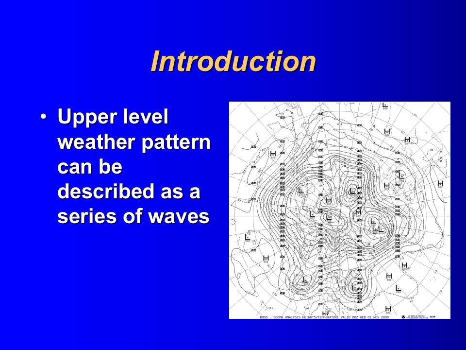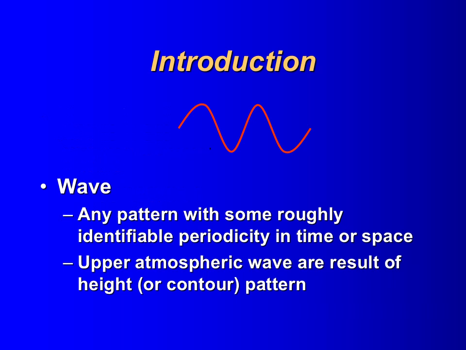So first, waves. If you look at any weather chart, you'll see a wavy pattern. In this picture, you're looking down on a hemispheric map, looking straight down on the North Pole, and you can see waves. You can see troughs and ridges. And weather patterns can be described as waves. As you know, a wave is a repeating pattern with some periodicity in time or space. So we look at our upper level patterns as series of waves.